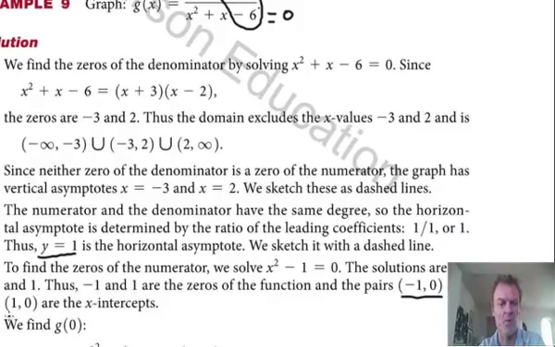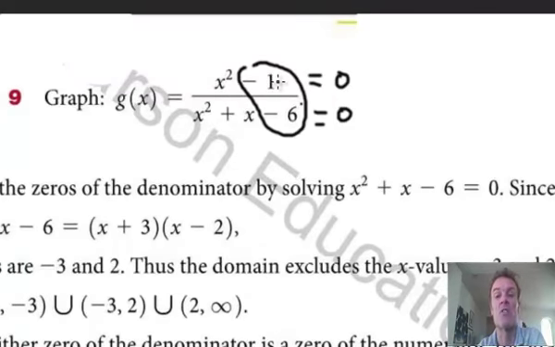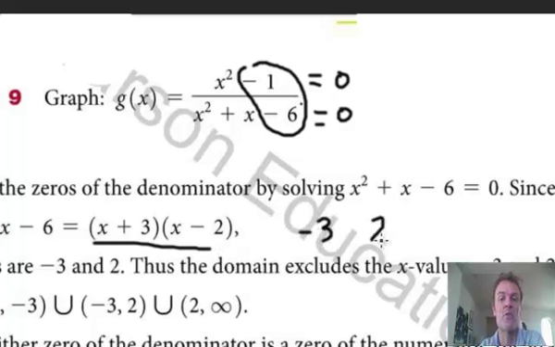There they are. Okay, down here. X-intercepts. Again, I just set that equal to 0 and solved it. Difference of squares. Setting the denominator equal to 0, I end up with these. So my vertical asymptotes are going to be negative 3 and positive 2.